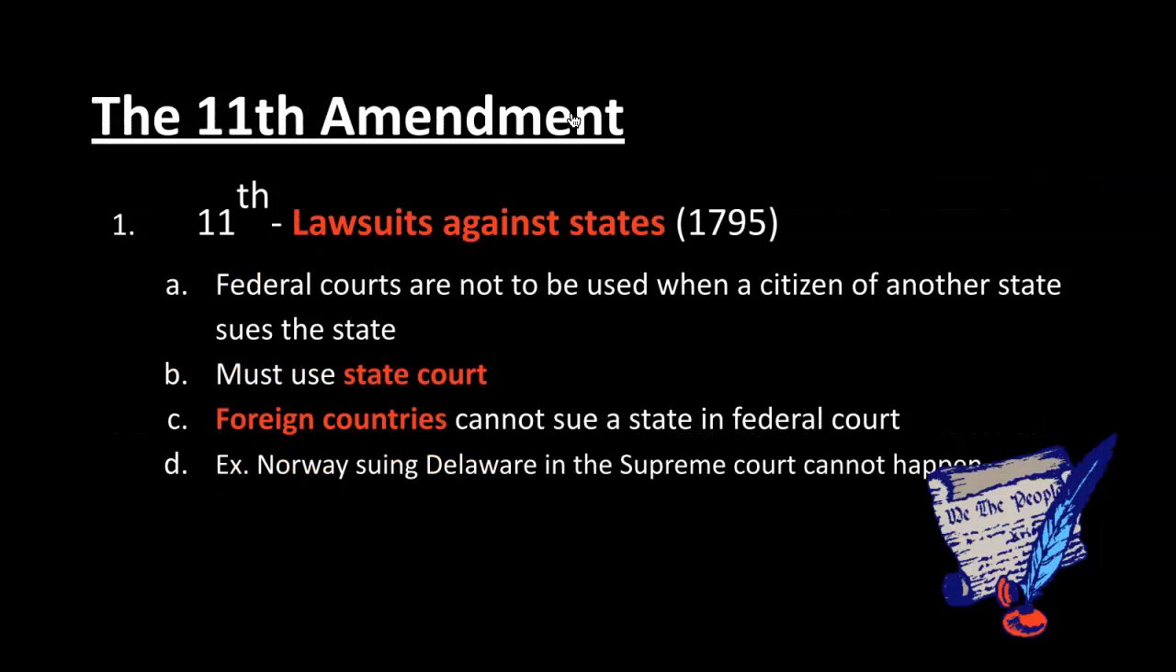The 11th Amendment. Enacted in 1795, the 11th Amendment deals with lawsuits against states. For example, federal courts are not to be used when a citizen of another state sues the state. They must use state court systems directly. Another example of this provision is that foreign countries cannot sue a state in federal court. Like Norway suing the state of Delaware in the Supreme Court, this cannot happen. You'll understand this, I think, a little bit better when we get to the judicial branch unit and talk about our court system, as elaborate as it is, and focusing on some of the issues that might go through certain courts in this way.